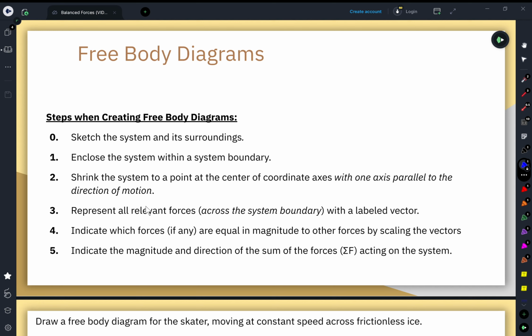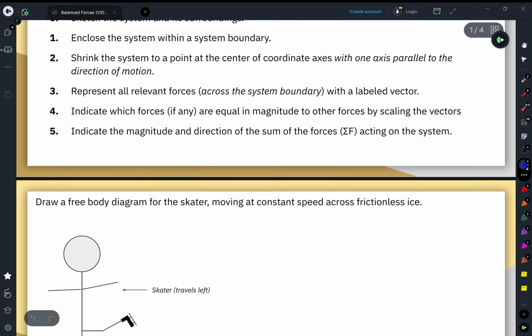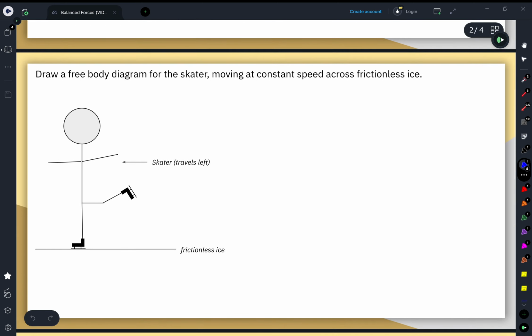So we have 3 examples that we're going to be going through to construct free body diagrams that will make use of steps 1 through 5. So our first example is to draw a free body diagram for the skater moving at a constant speed across frictionless ice. So the first thing I'm going to do, seeing as this sketch has already been drawn for me, is to draw my system boundary.